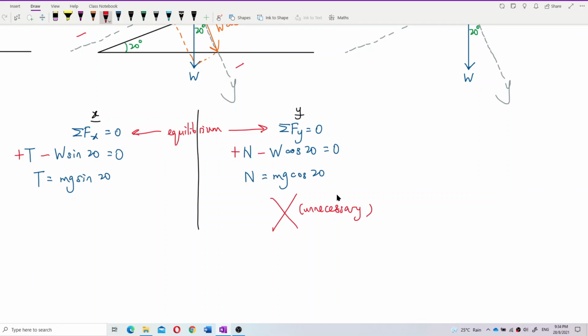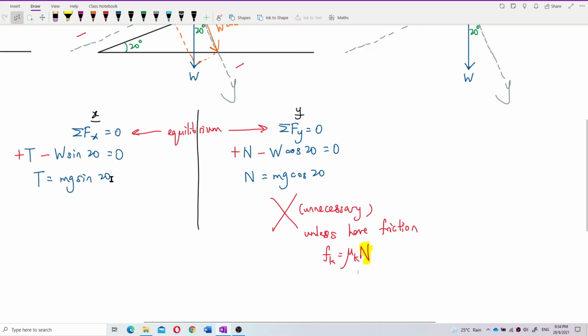It is unnecessary to do, unless we need to find friction. If we have friction, the friction formula is F equal to, let's say kinetic friction, mu kn, isn't it? If we have friction in the x component, normally friction occurs in the x component, it doesn't occur in the y component. Then friction will use the formula mu kn, isn't it?